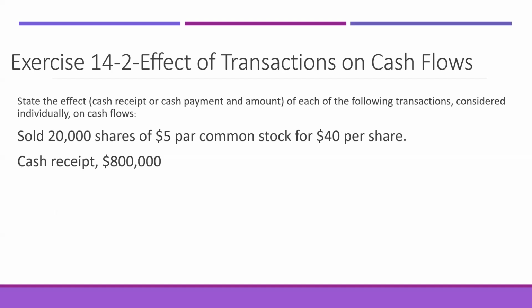Sold 20,000 shares of $5 par common stock for $40 a share. So we take 20,000 multiplied by $40, and we get $800,000. If you're looking at this on a homework, and for example, it says sold common stock for cash, and it doesn't actually tell you the amount, you can look at how much the common stock par value went up and how much the additional paid in capital went up. And you can know how much cash they received for the common stock in the year. We can determine this from the balance sheet.